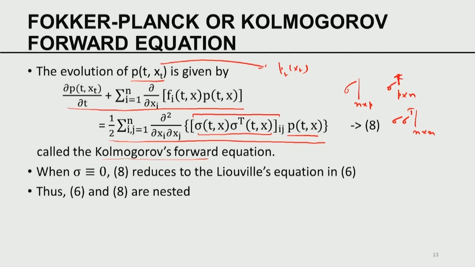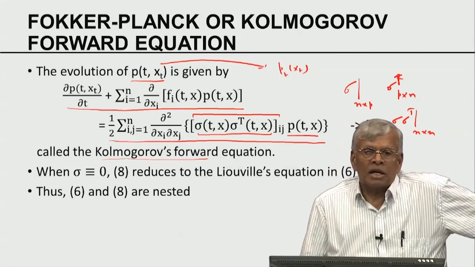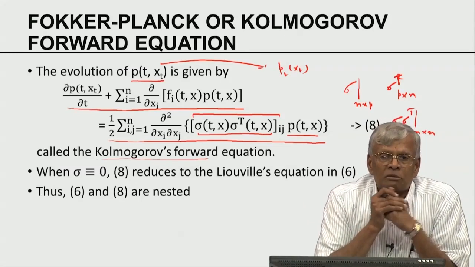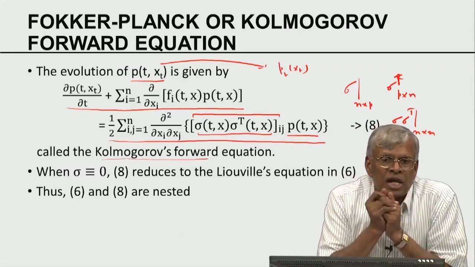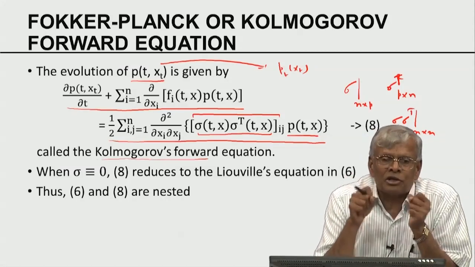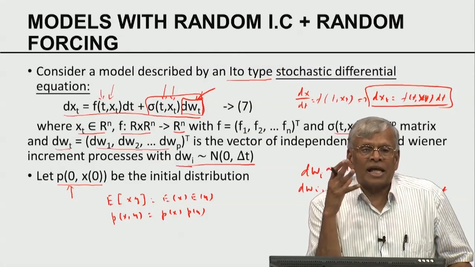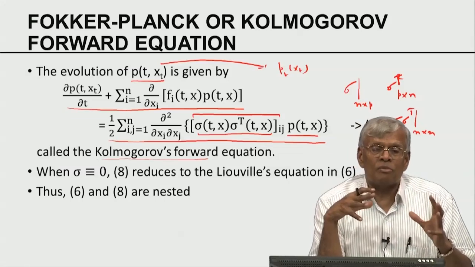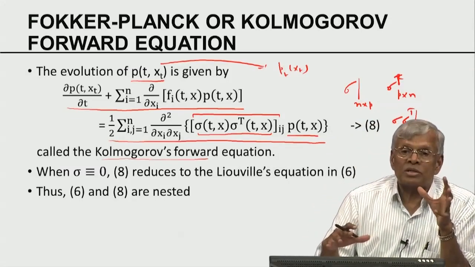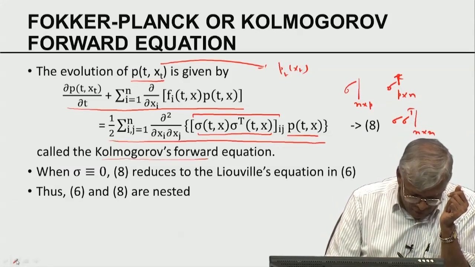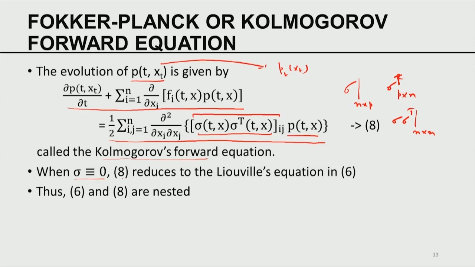You may ask a question, why you are particularly talking about randomness coming from Wiener increments. That takes us too far afield into stochastic modeling, which we are not going to get into at this stage. So a general description of a Markov model is given by 7 within the stochastic analysis framework. It is within this general framework Kolmogorov forward equation describes the evolution of the probability density function. You can readily see, I have already alluded to, but it is worth repeating, when sigma is 0, 8 reduces to Liouville's equation. Therefore, equations 6 and 8 are beautifully nested.